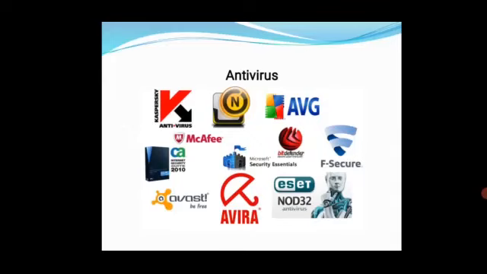So here I have given some types of antivirus software. Many types of antivirus software are available, but here I have given some. What are they? AVG, Norton, then Kaspersky antivirus, then McAfee, then Avira antivirus. But in our school computer system, what type of antivirus have we installed? Kaspersky antivirus software.